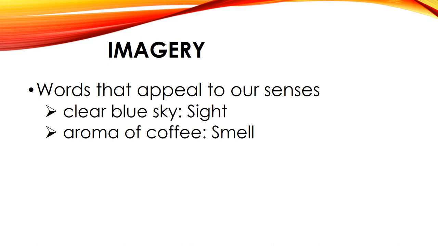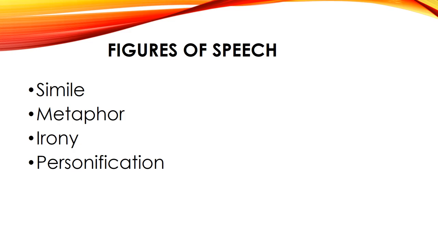So again, imagery are the words that appeal to our senses. So when you have the line in the poem, clear blue sky, it appeals to our sense of seeing or sight. Or when the poet mentions aroma of coffee, that refers to smell. And yeah, these are the figures of speech that I have mentioned earlier.